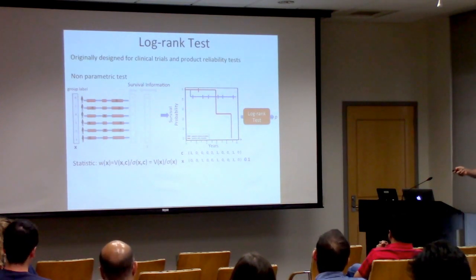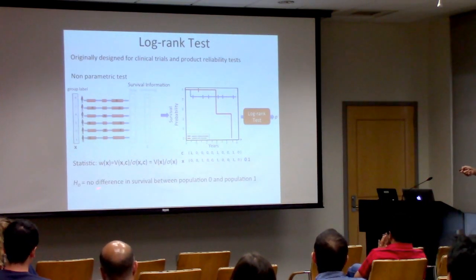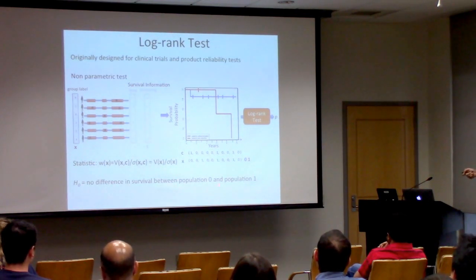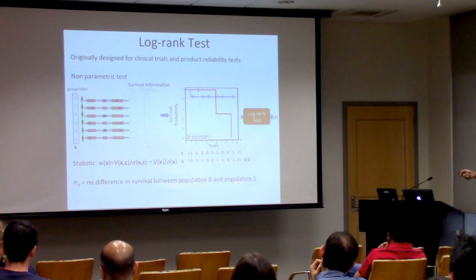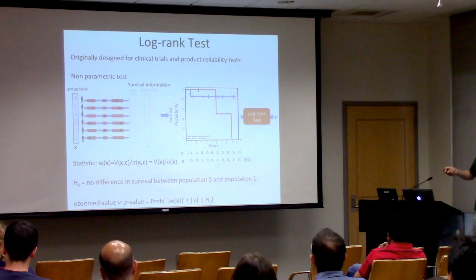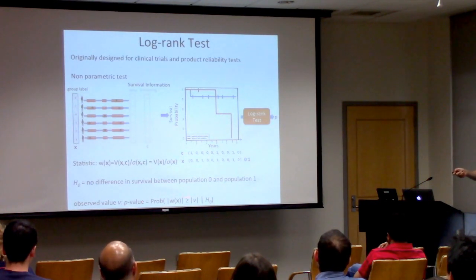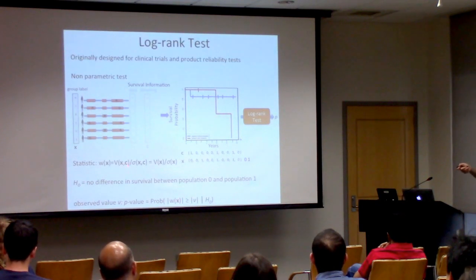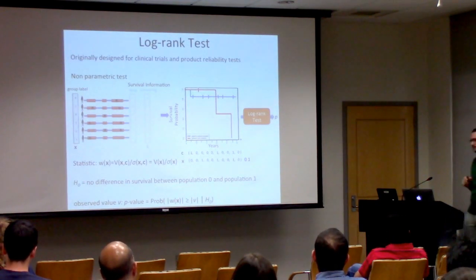Okay, now under the null hypothesis of no difference in survival between the population 0 and population 1, the population of patients with no mutation in the gene, the population of patients with the mutation in the gene, we can compute the p-value as the probability of observing a weight at least as large as the one that I see in my data under the null hypothesis.